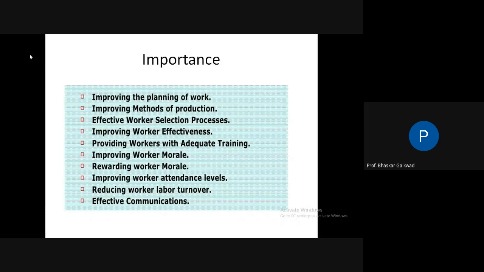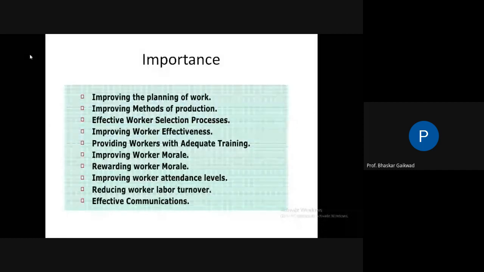Improving the worker effectiveness. Worker effectiveness means performance. If you provide employee-based techniques to improve productivity, definitely the effectiveness of the workers will increase. Providing the workers with adequate training. In some industries, normally in all industries, after getting theoretical knowledge, for the implementation of this theoretical knowledge in the industry, there is a need of training.